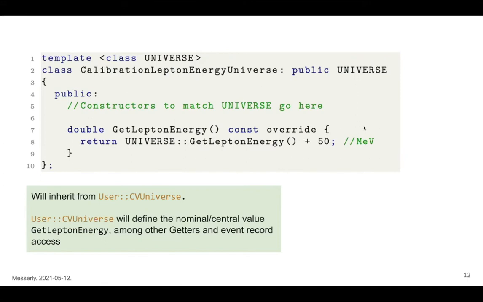So for example, you did some study and you learned that the calibration affects the lepton energy by adding 50 MeV to it. And maybe you'll do a plus or minus here, or maybe you'll do some Gaussian throw. They're all options, right? So the user CV universe will define a nominal central value, get lepton energy, among other getters, and then the systematic universe will just override the single function that's needed.